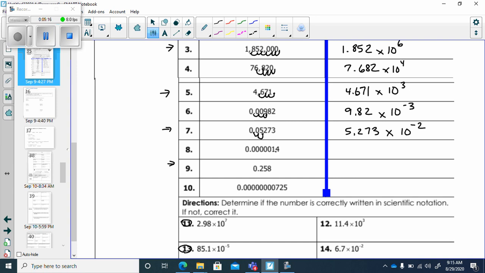If we're doing this one, our decimal is going to be between the 1 and the 4 because that gives me a number up front that's greater than or equal to 1 and less than 10.